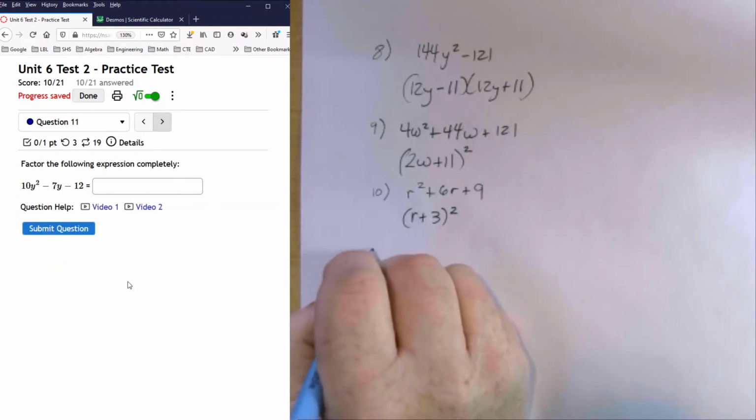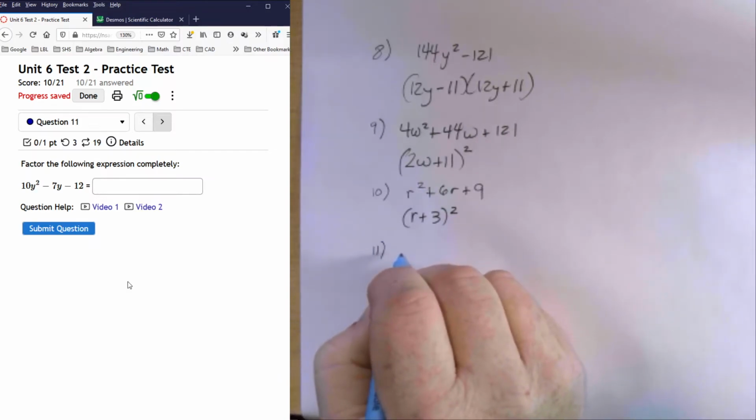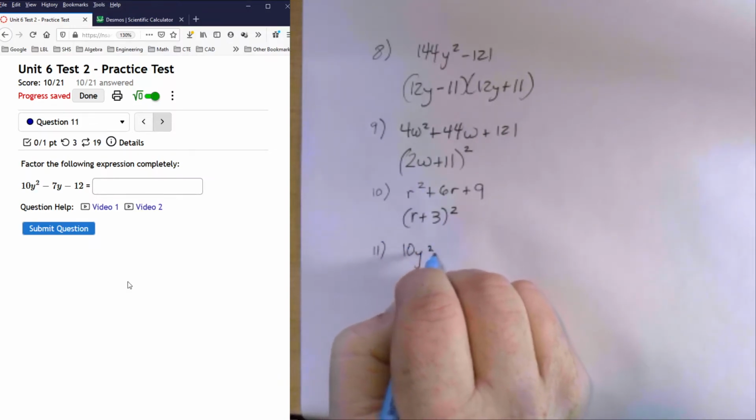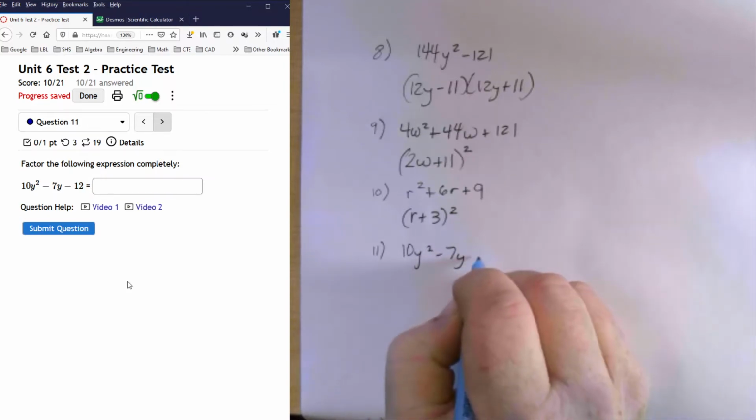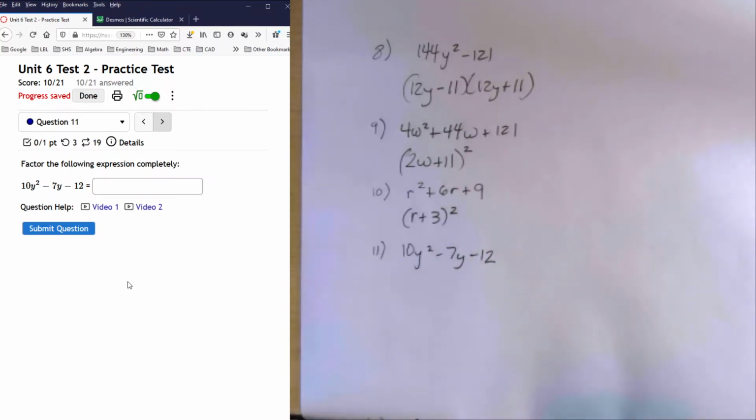Okay, so number 11, 10y squared minus 7y minus 12. Okay, we're asked to factor that completely. Now this one's a little trickier because, right, this is not a perfect square. So 10 is not a perfect square, 12 is not a perfect square. So I need to look at the factors of 10 and the factors of 12 and try to combine those somehow to make that middle term of negative 7.